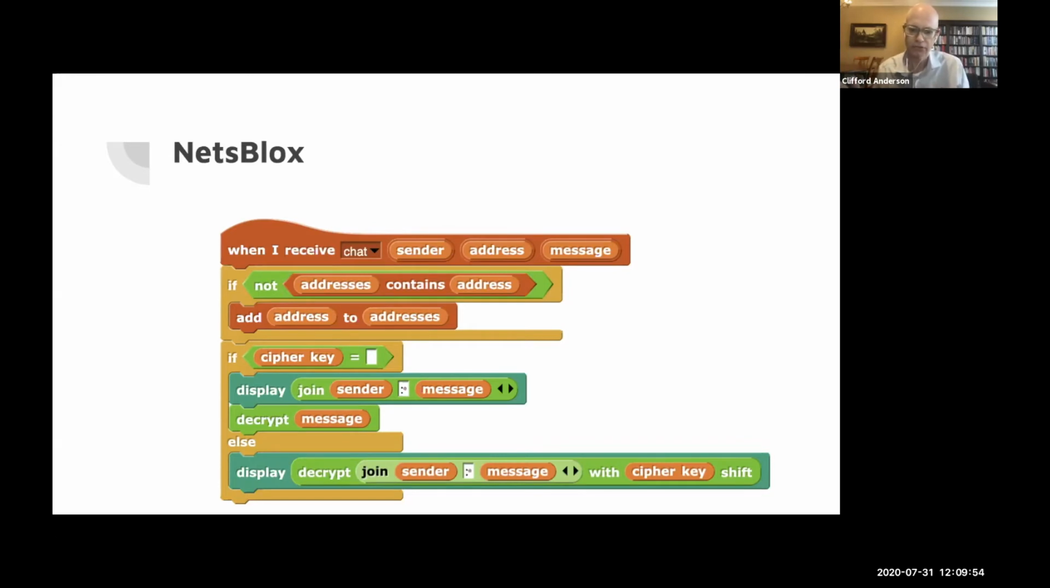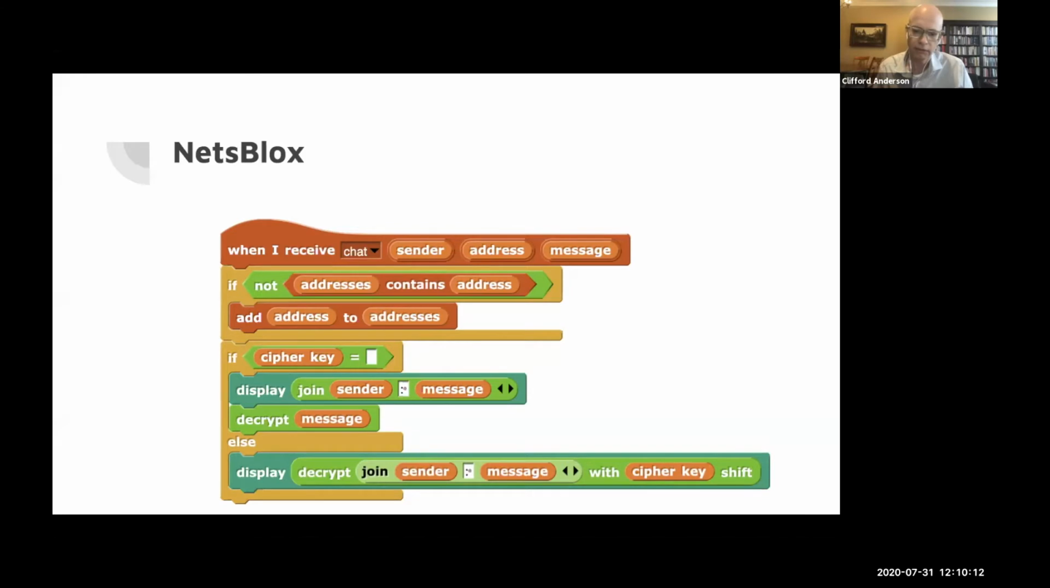Second, NetsBlox adds call and run blocks for making remote procedure calls. So we can call out to third-party services. They're really well encapsulated in these blocks, and then students can program with those data sources in their program, which I think made the program feel a lot more sort of real and lively to them.